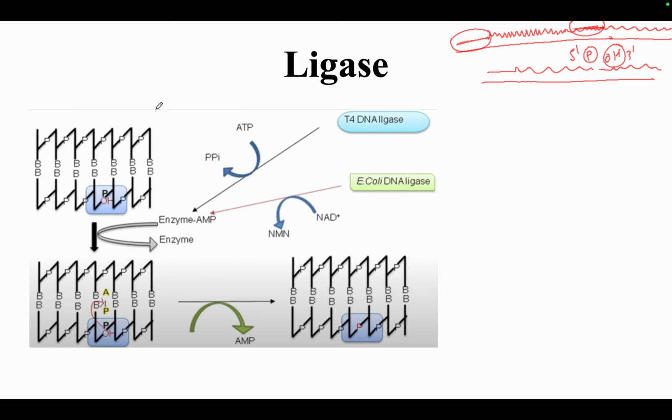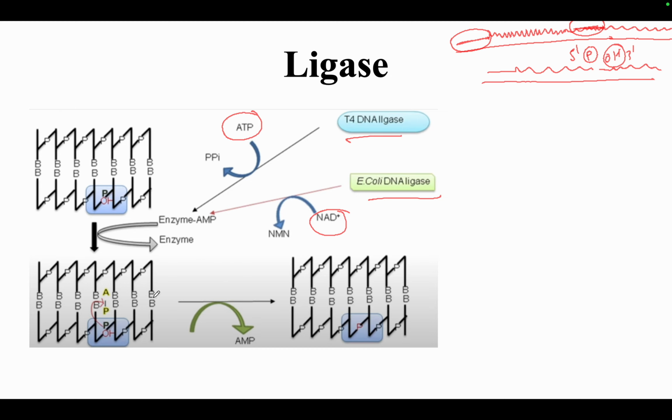So ligase is part of the synthetase or synthase enzymes. Whenever there is a formation of a bond, there will be a requirement of energy. So either it utilizes ATP or NAD+. We have two DNA ligases which are used in molecular cloning, that is T4 DNA ligase and E. coli DNA ligase. T4 DNA ligase utilizes ATP, whereas E. coli DNA ligase utilizes NAD+ as a source of energy.